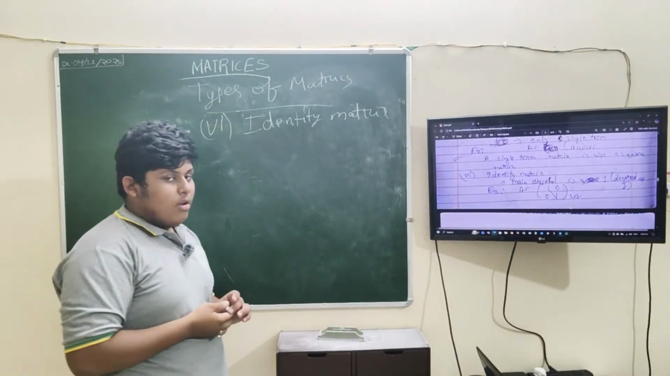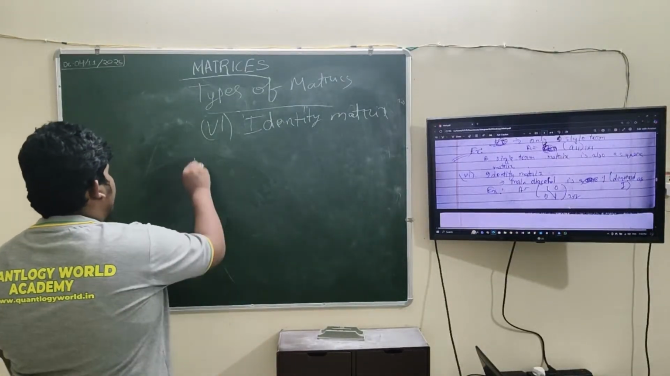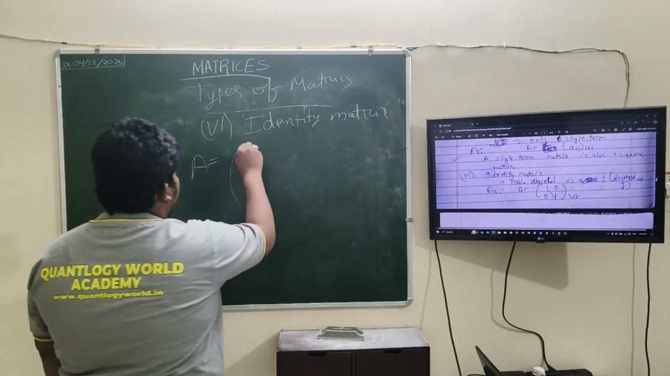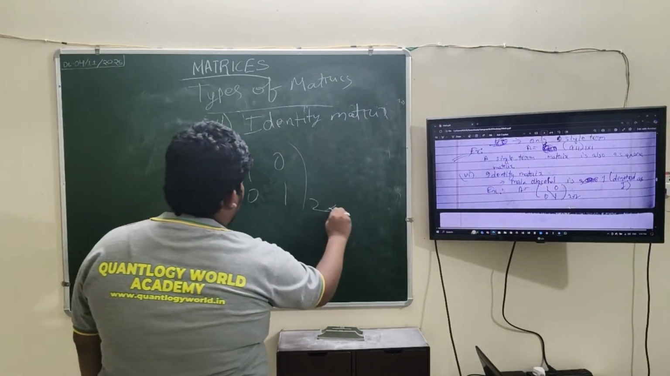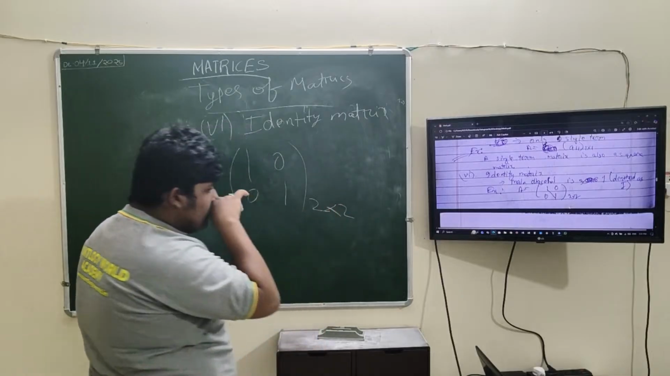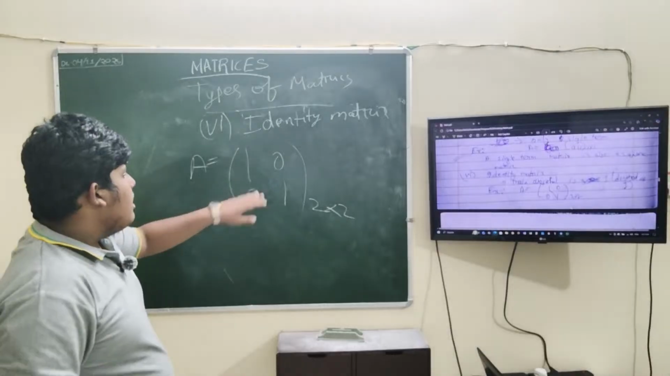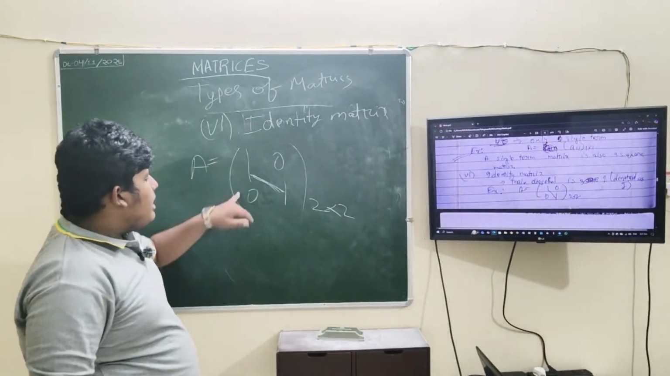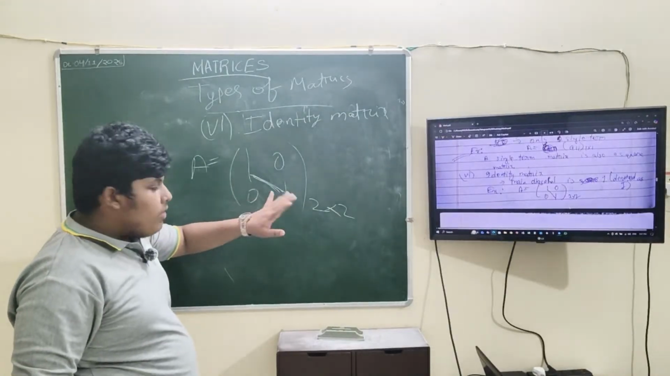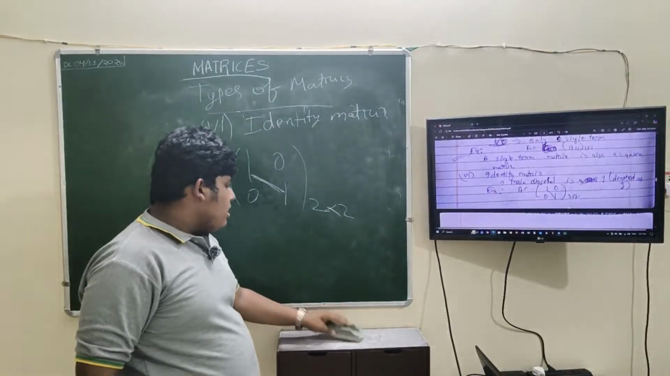Let's give an example. Let's say a set named A. Elements are 1 0 0 1. The order is 2 cross 2. Can we say this is an identity matrix? Yes, we can say this is an identity matrix, as the main diagonal, main diagonal means this is the main diagonal, all the elements in the main diagonal are 1. That is called an identity matrix.